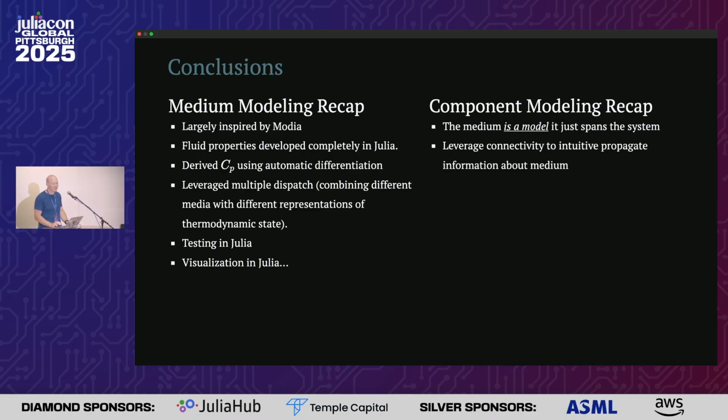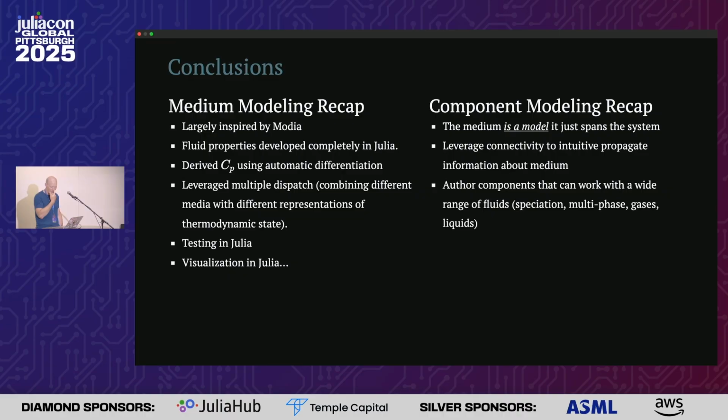We're leveraging connectivity to intuitively propagate information about what medium is actually present in all of these places. And as a result, you can author components in such a way that those components will work independent of what the particular choice of medium is. And I didn't show any examples of speciation or multi-phase stuff, but that will further this work. It was already quite a bit of material to cover.